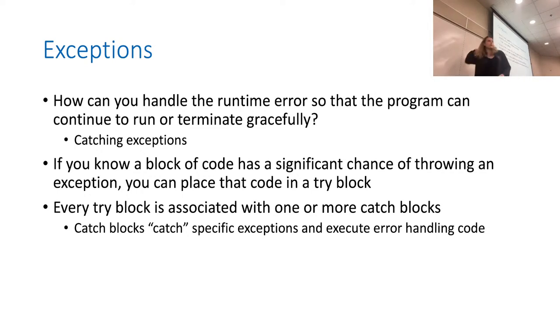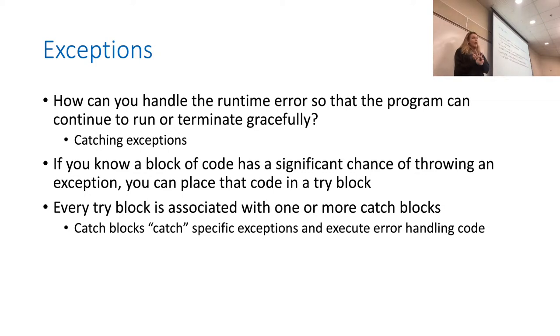If an exception is thrown and no one catches it, it crashes the program. That's the way it works. So if you know a piece of code has a significant chance of throwing an exception, you can place that code inside of what is called a try block. Every try block is associated with one or more catch blocks.